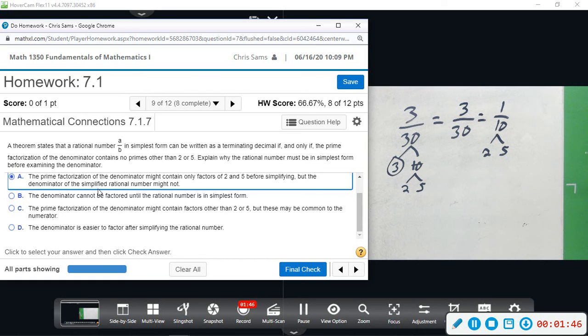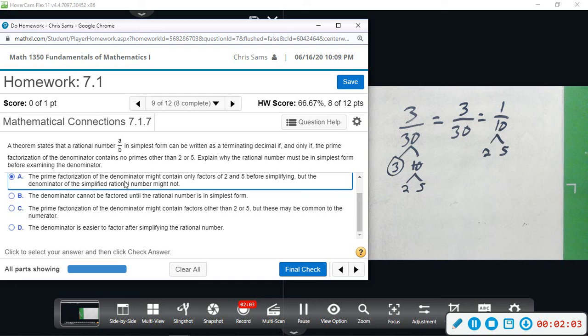It just says the same thing. The denominator might contain before simplifying, and then it says the simplified. So after you simplify, it should not. That's circular. Denominator cannot be factored until the rational number is in simplest form.